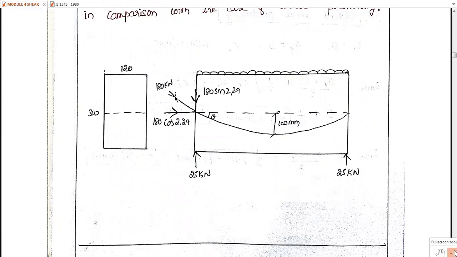For this, I can consider the same cross section 120 by 300 mm. Now in this case I have considered the parabolic cable, which is having an eccentricity of 100 mm at the mid span and it is concentric at the support. Say it is the 180 kilonewton. The force in the cable is same 180 kilonewton. Now it is an inclined force. You can easily observe it.